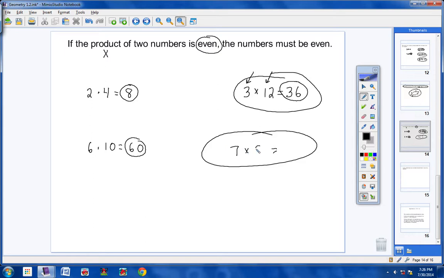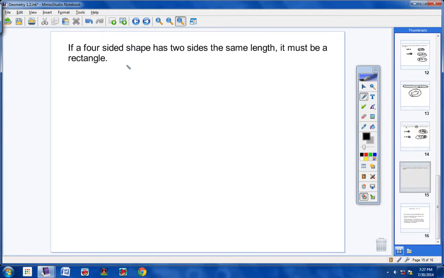7 times 8. 7 times 8 is 56, and we all know that 56 is an even number. So the product of two numbers is even. Then the two numbers that you multiply together must be even. Well, 8 is even, that's fine, but 7 is not. So this would be a counterexample that would prove this conjecture wrong. One more and we're finally finished. Okay, one more.